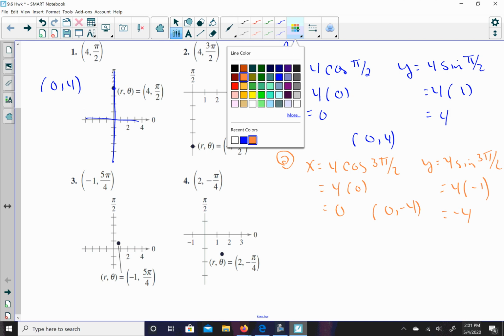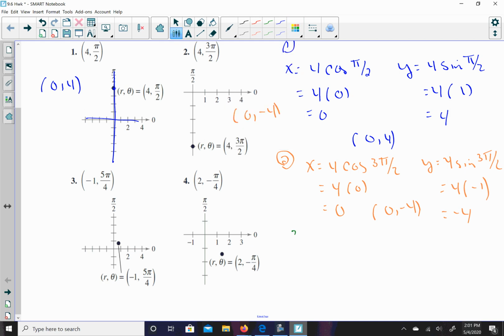Number 3, x is going to equal r, so -1 times the cosine of 5 pi over 4. Remembering my unit circle, I'm not going to give a decimal. The cosine of 5 pi over 4 is going to be a negative square root of 2 over 2. When I multiply that by -1, I'm going to end up with a positive square root of 2 over 2.